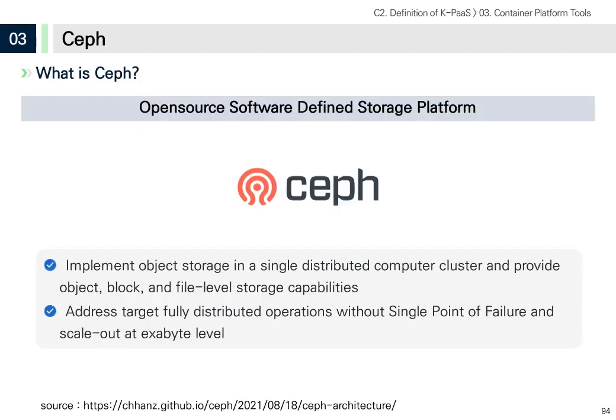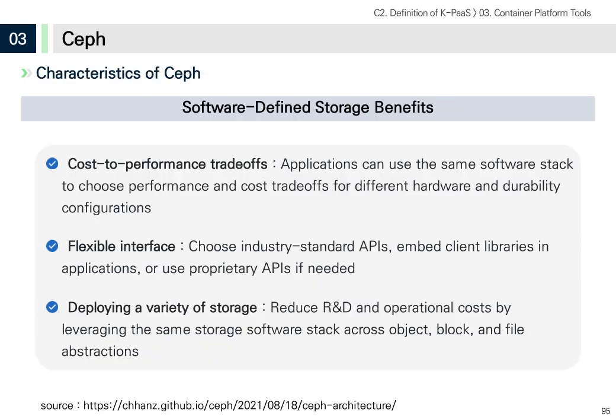Part 3. Ceph. The last open source software we'll look at is Ceph. Ceph is a storage platform. It implements object storage on a single distributed computer cluster and provides storage capabilities at the object, block, and file levels. It aims to address fully distributed operations with no single point of failure and is capable of scaling out to the exabyte level. There are three main reasons to choose software-defined storage like Ceph.